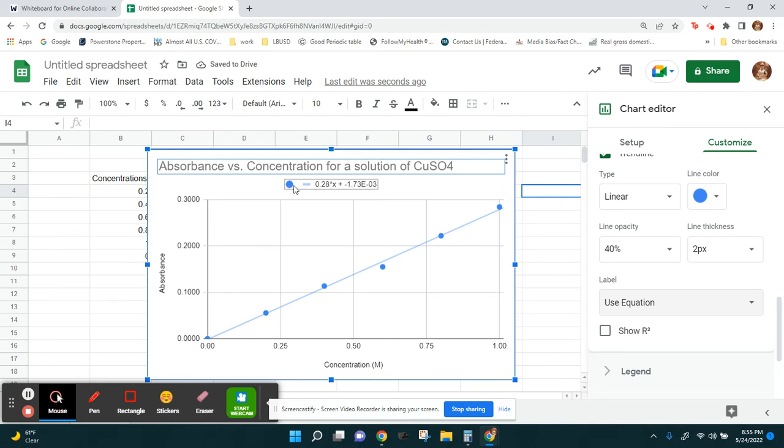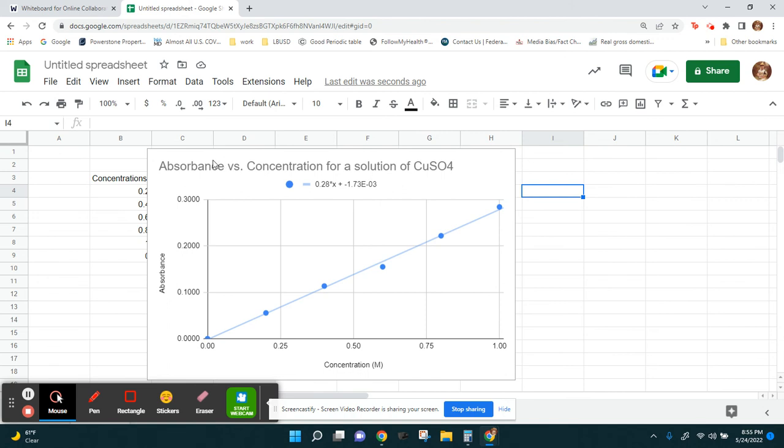Basically the blue dot represents y. y equals 0.28x plus, and this is your y-intercept, negative 1.73 times 10 to the minus 3. It's like negative 0.00173, so it's essentially 0. Okay, so that'll work. The important thing is we want this right here, this slope, 0.28. That's going to be our k. By getting that, now we know the k that we're going to be able to use. Okay, so let me get rid of this, move it over.